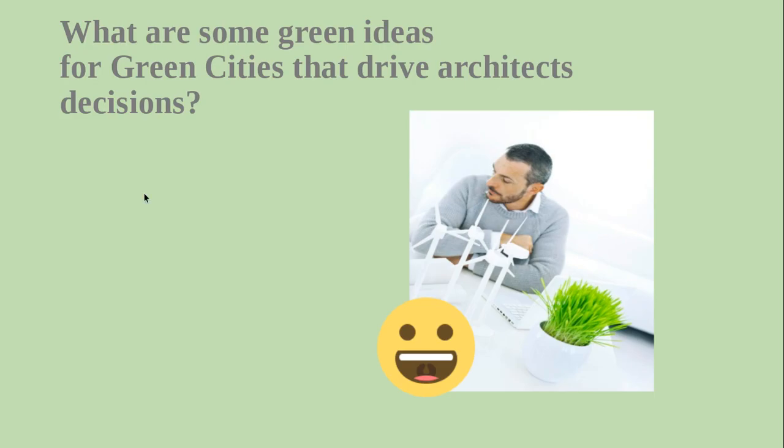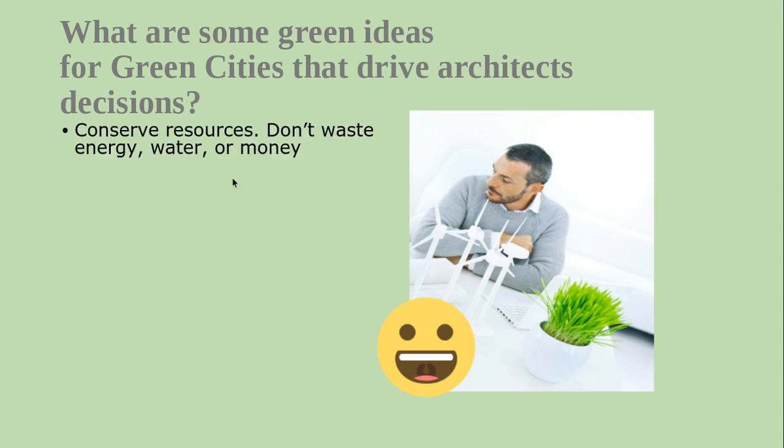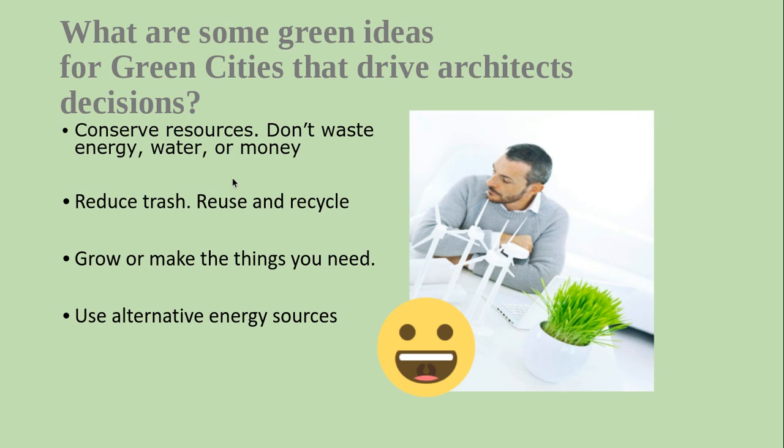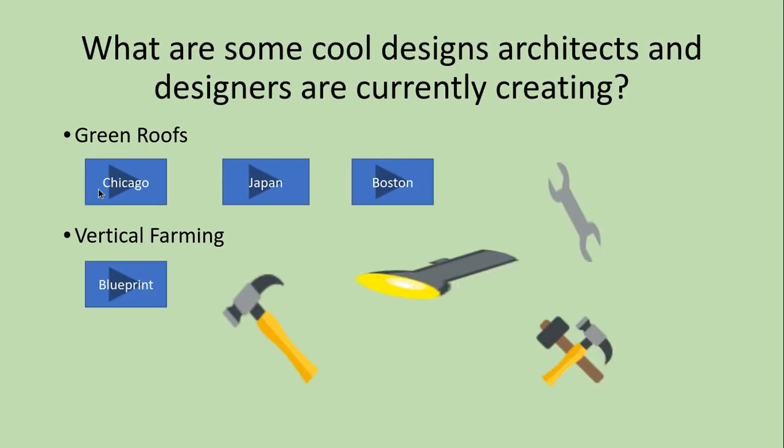What are some ideas for green cities that drive architects' decisions? And we have all of these little principles. Conserve resources, reduce trash, grow or make the things you need, use alternative energy sources, and respect the natural world. These are all ideas that architects today want to have within their cities. They want to create buildings that reduce trash and conserve energy. They want to respect the natural world and incorporate trees and grass within their city.